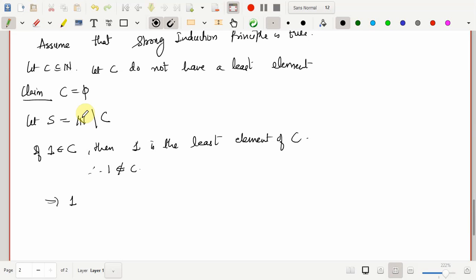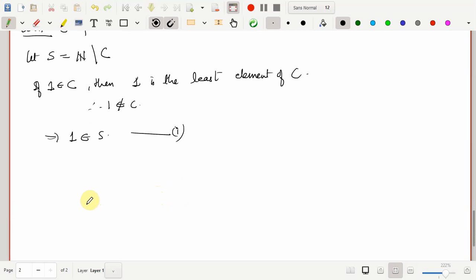Now to prove the second part of the induction principle, to show that S is equal to N, we are applying the strong induction principle on this S. What I'll have to assume is that there is a natural number, such that S contains 1 till that natural number.